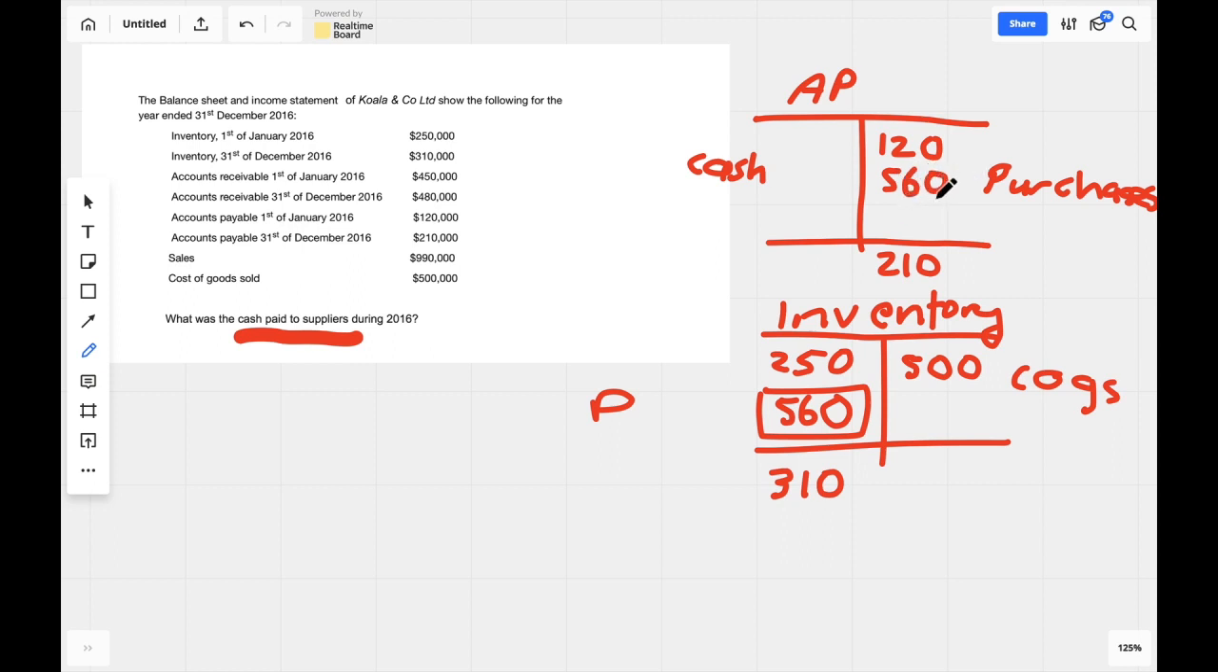The final step is to work out this cash component, which is what the question is asking. If we start with our opening balance of $120,000 and add our purchases of $560,000, it ends up going down to a closing balance of $210,000. If we add those two together, we get $680,000. If we take off the closing balance of $210,000, the only difference is the cash component of $470,000. And that is how you can work out your cash paid to suppliers during this financial year.